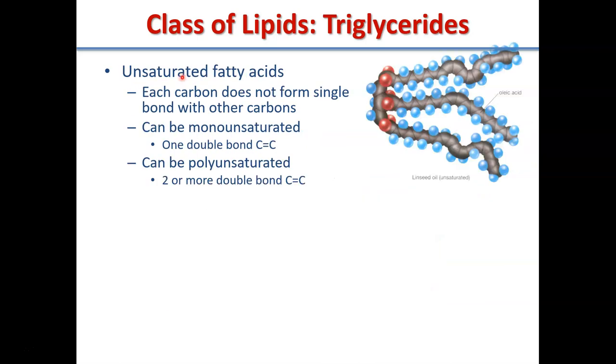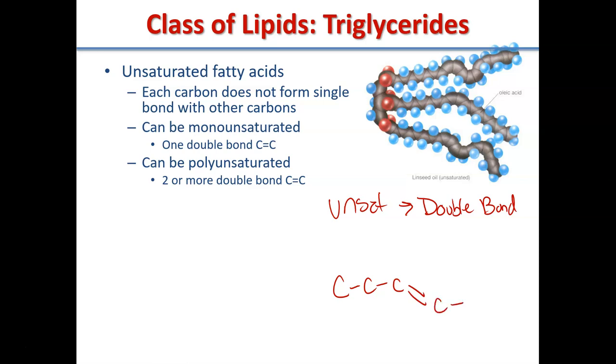So the next one is unsaturated fatty acids. Let's break this down a little bit. If saturated is single bonds, unsaturated is going to be made up of double bonds, at least one double bond. So what it looks like is you can have some single bonds, but at some point you're going to start to have a double bond. And a double bond causes a little bit of a kink or a bend to form in your chain. So instead of it being straight chains, the chains kind of look like this.